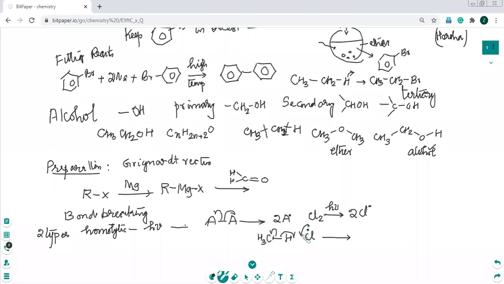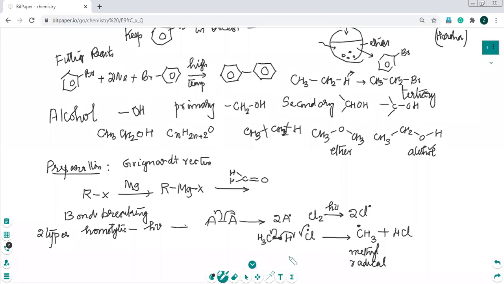A half-headed arrow indicates one electron movement. Just look at the arrow, what is happening. Remember, this bond indicates 2 electrons, one is here, one is here. So one electron is going to the CH3 and it is residing there. So you get a methyl radical, plus the H radical will react with Cl radical to form HCl.